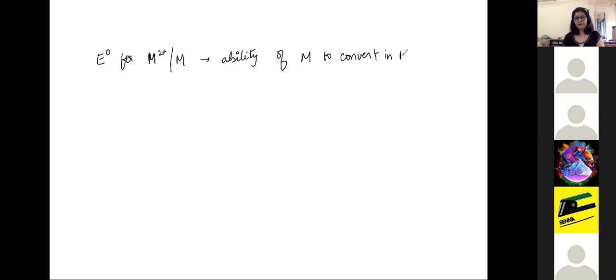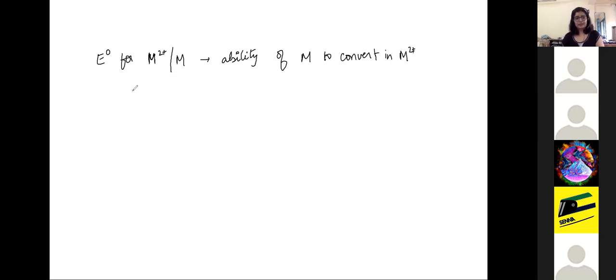Usually standard electrode potentials are considered like this. If you have E naught for, let's say, M2+ / M, so this basically represents the ability of M to convert into M2+.